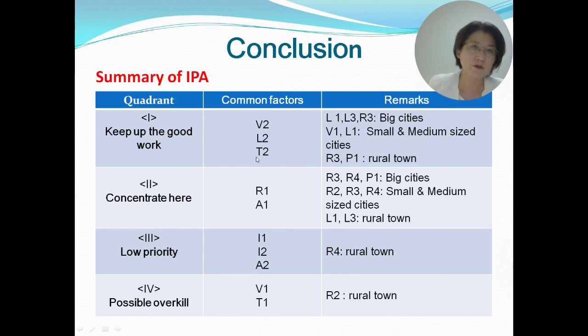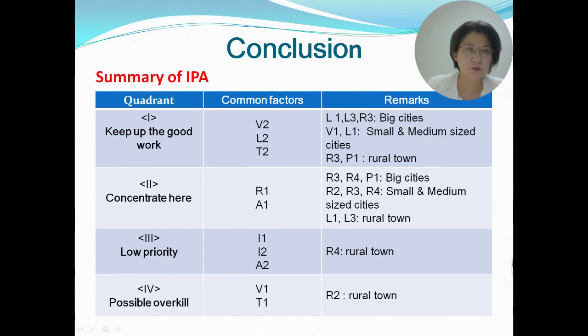Part quadrant 2, concentrate here area, two common factors that require intensive improvement efforts are suitable space and facilities for children's character education in the community, R1 sub-factor, and also gain operational budget, A1. There is a need to prioritize securing hazardous facilities and budget.